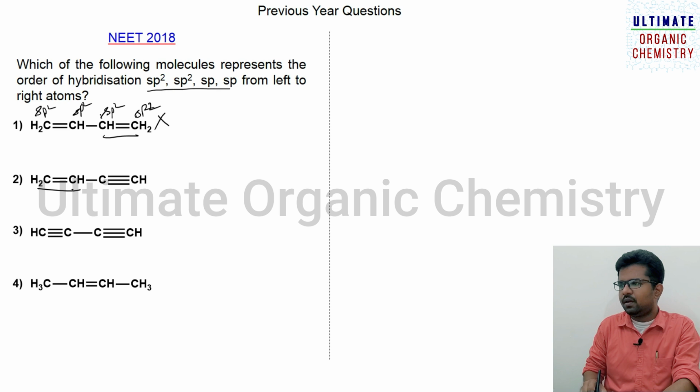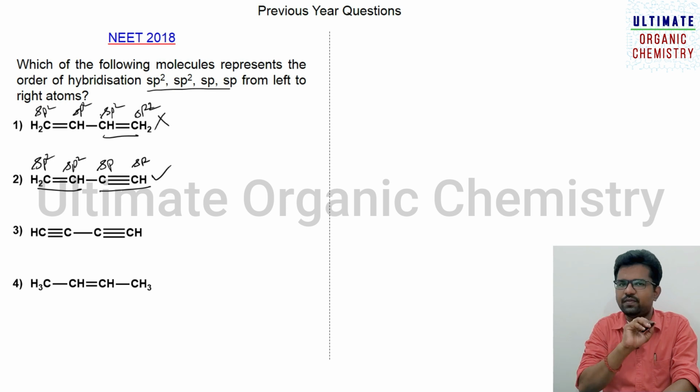Here you have an alkene as well as an alkyne. Alkene means hybridization is sp2, sp2. Here you have sp, sp. That's it. Question is solved. Within 1 minute you should be able to solve this question.